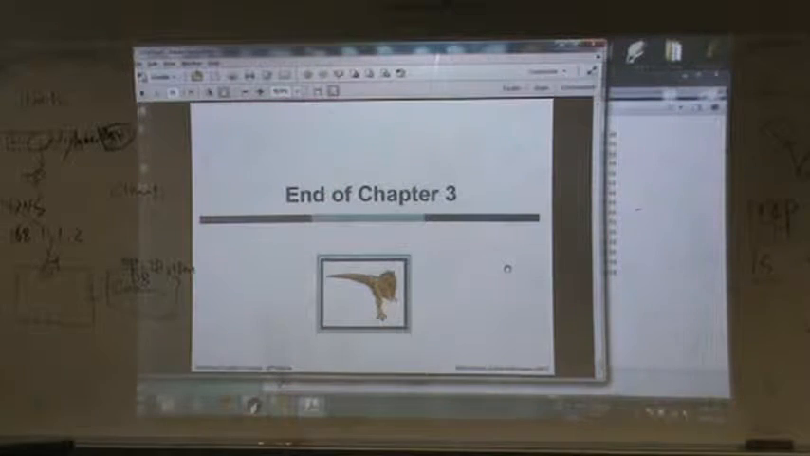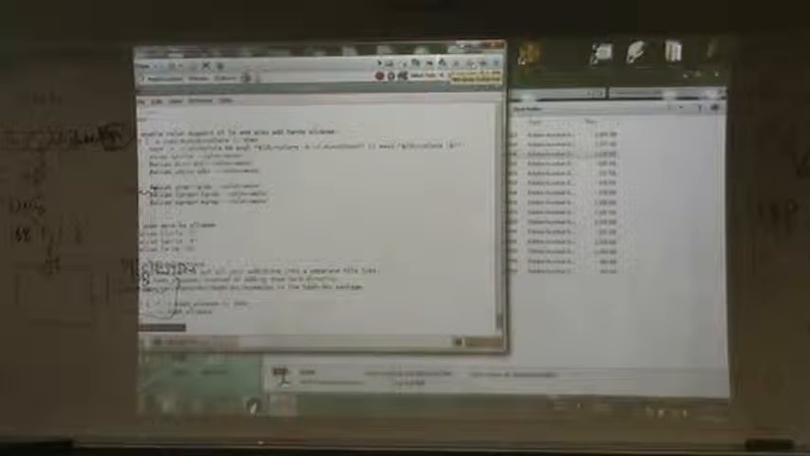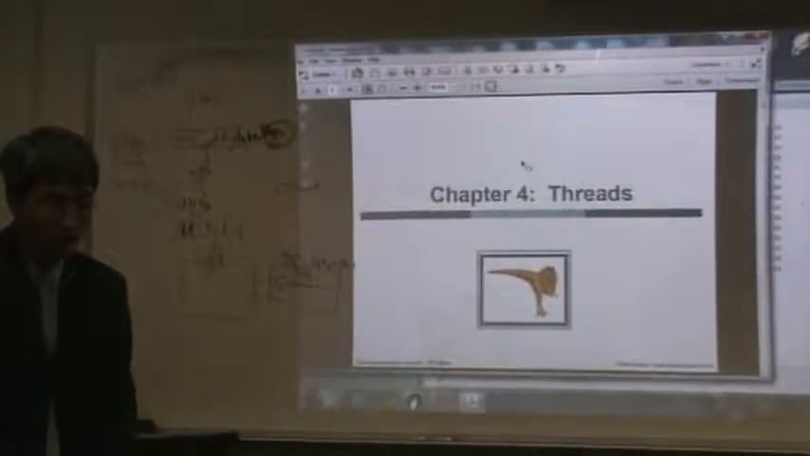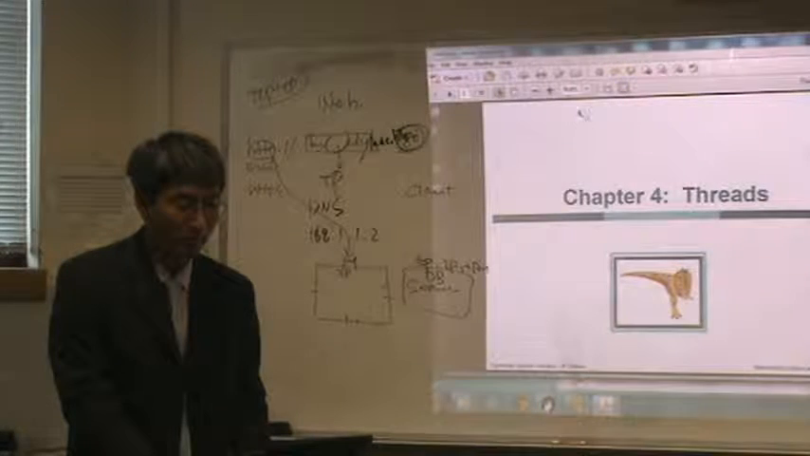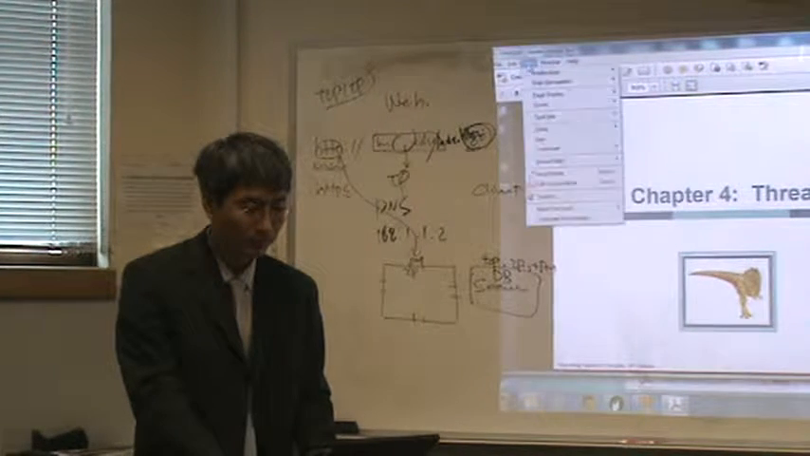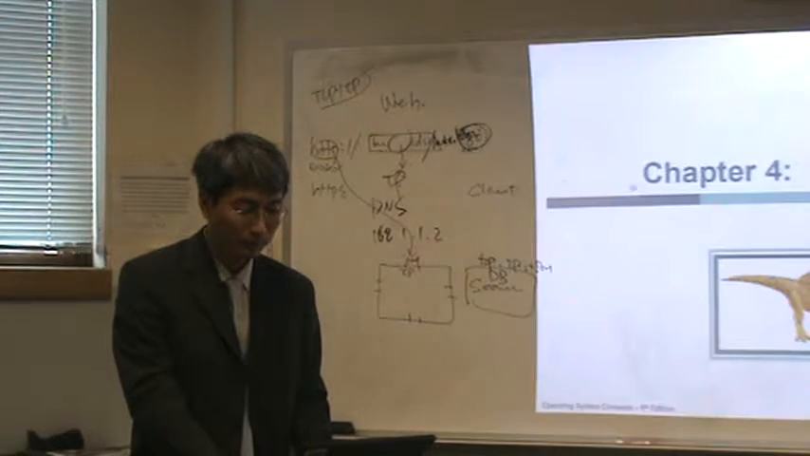Okay. The next topic is thread. We have already talked about the thread. Nowadays, the concept of thread is getting important because many of the virtual machine-based operating systems use the concept of thread a lot. So we will see what a thread is and how we can implement it.